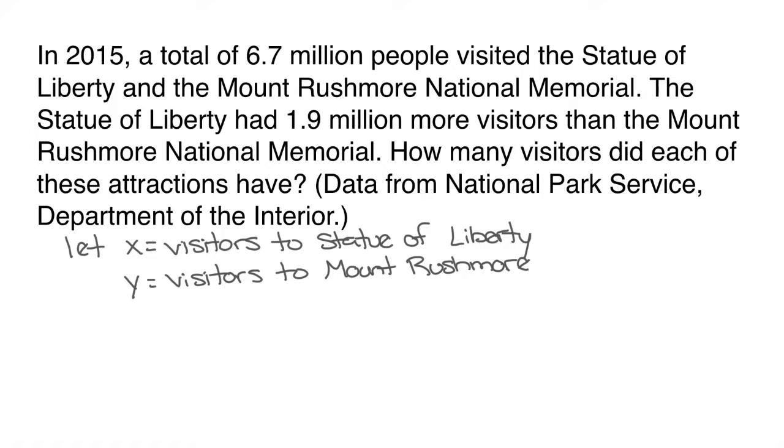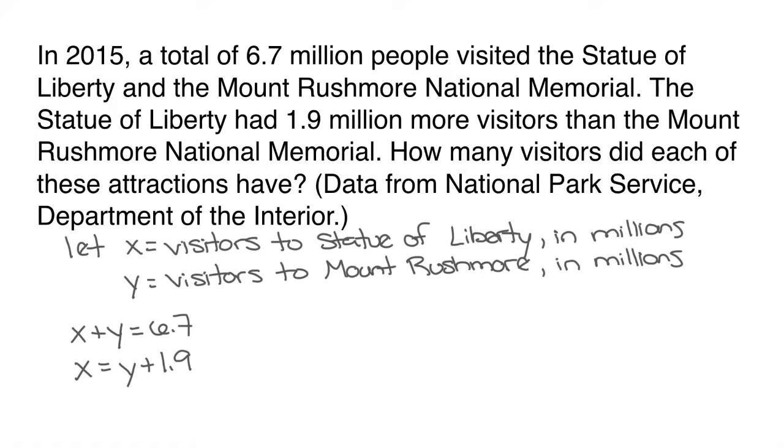Now we can write equations using the information that we're given. We're told that a total of 6.7 million people visited. So if x and y are both in millions, then we know that x plus y is equal to 6.7. We're also told that the Statue of Liberty had 1.9 million more visitors than the Mount Rushmore National Memorial. That is, x is equal to y plus 1.9.